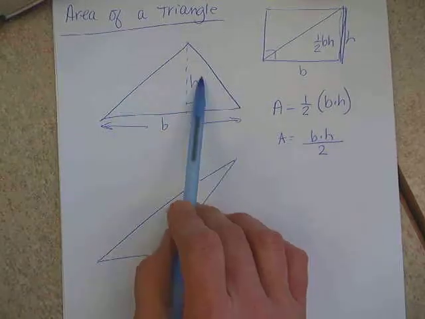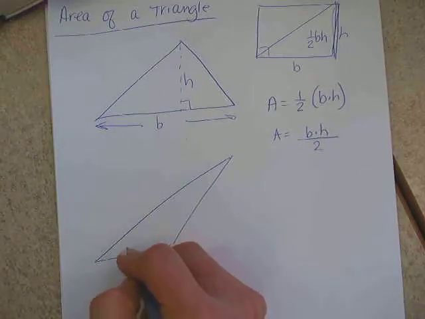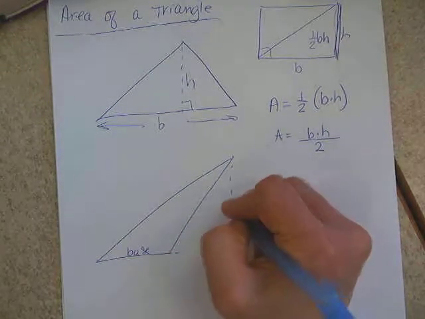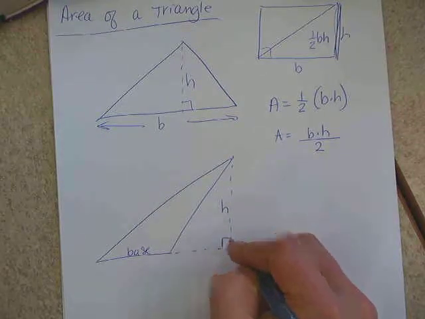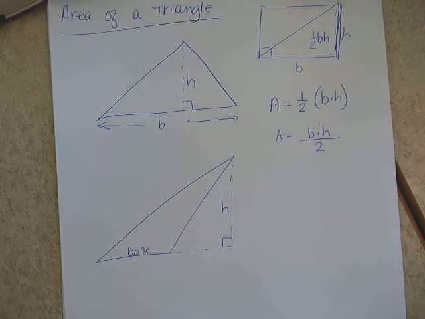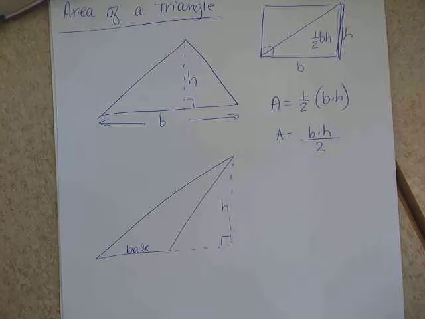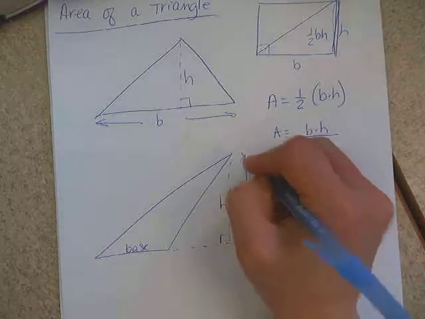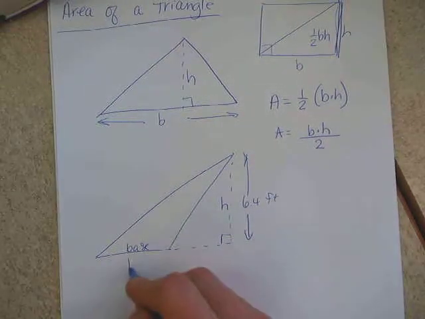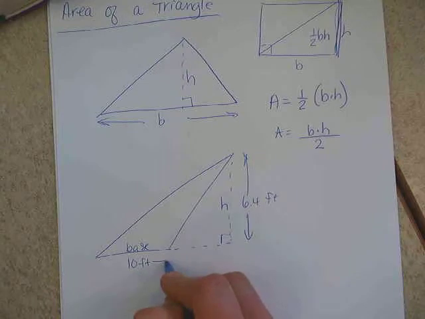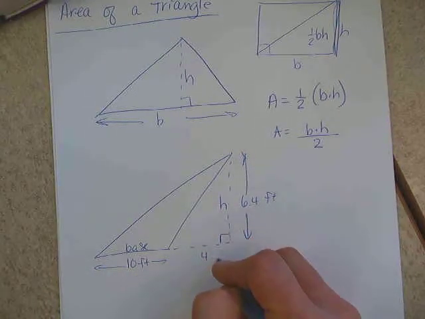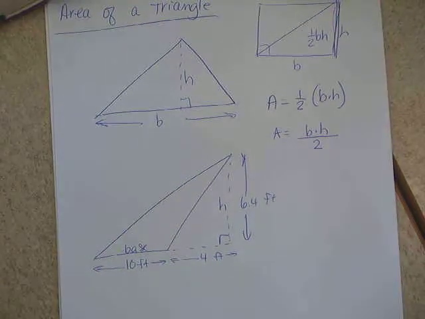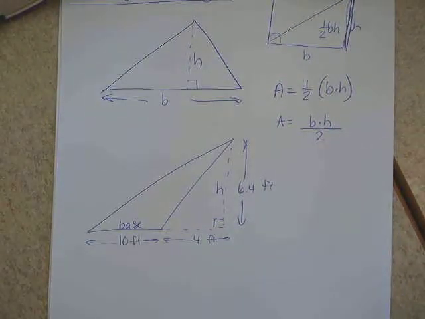Keep in mind, you might have triangles that don't look like this. They are obtuse. You still have a base. You still have a height. The height might have to be outside or on the triangle. So let's say this is 6.4 feet. And let's say our base is 10 feet. And sometimes they'll give you even this little dotted line here.